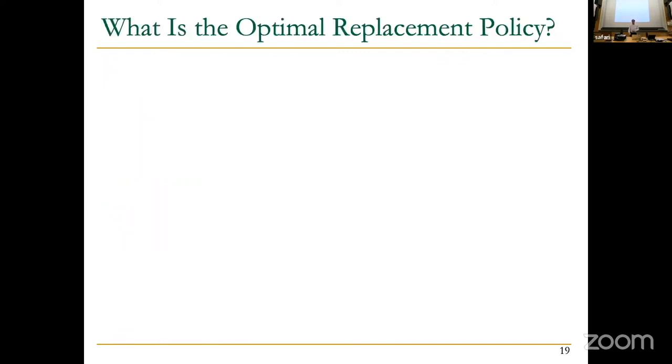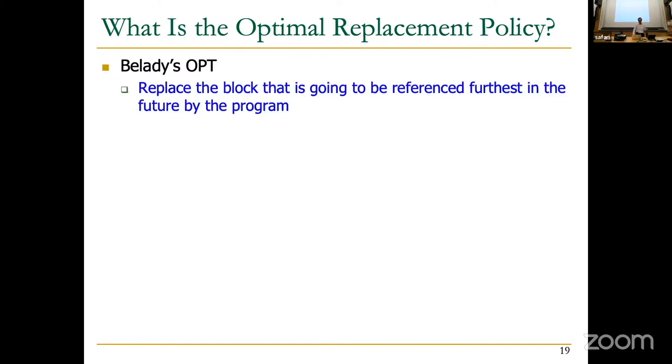Okay, any questions? Okay, let's talk about the optimal replacement policy, because this is an interesting question in general. And this was well defined for miss rate, if you will. There is this thing called Belady's OPT policy. And the idea is to replace the block that is going to be referenced furthest into the future by the program. That sounds great, right? The question is, how do you actually know this? Knowing this is the problem.